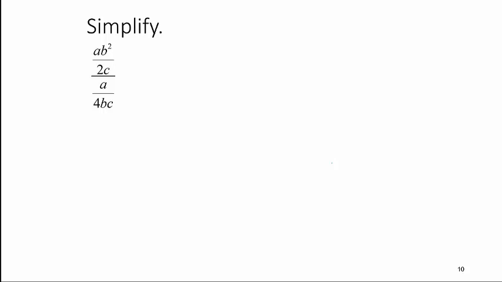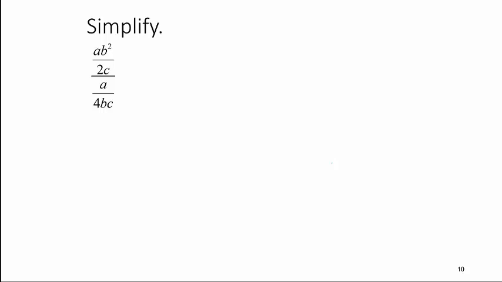Okay, now I want to take a look at a couple of examples of simplifying complex fractions that involve more than one variable. Okay, so in this first example, I have ab squared over 2c, all divided by a divided by 4bc. So there are a couple ways you could do this. There's a fraction divided by a fraction here. So you can just multiply by the reciprocal of the divisor.